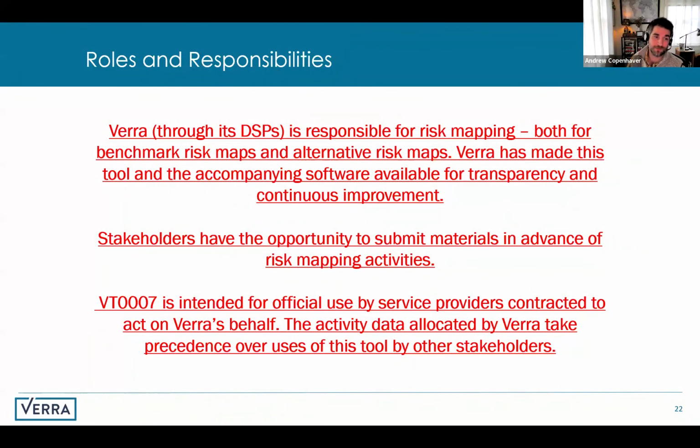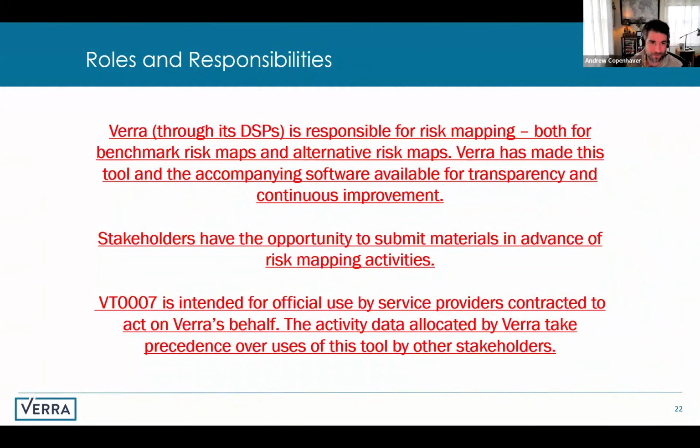That said, stakeholders do have the opportunity to be involved with the risk mapping development process in the way of submitting materials that we have outlined the submission requirements for in VMD 55. And on that note, we have an open call for supplementary materials for the first round of risk maps that we're producing that is set to close at the end of this week. So please, if you do have any materials that you'd like to submit for our phase 1 jurisdictions, please get them in ASAP.